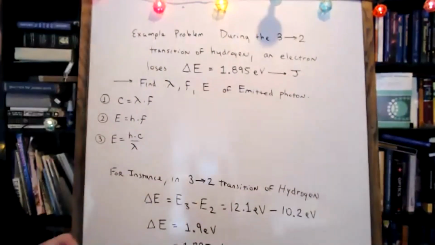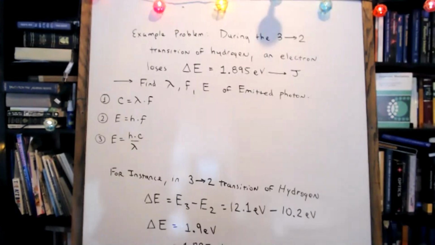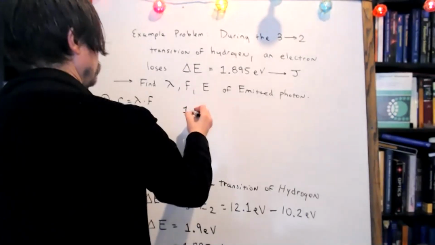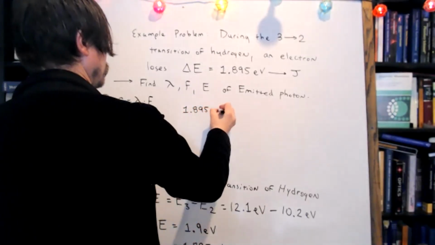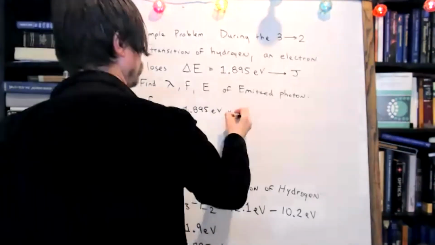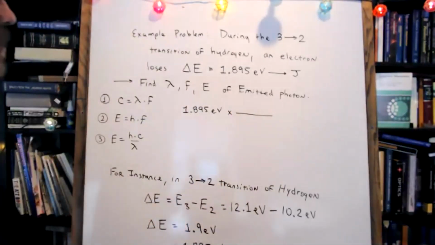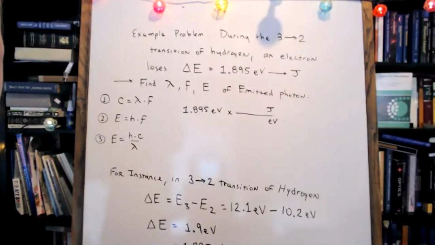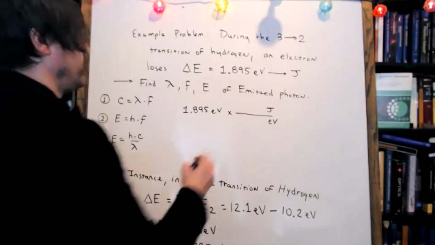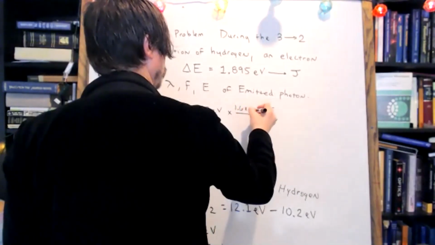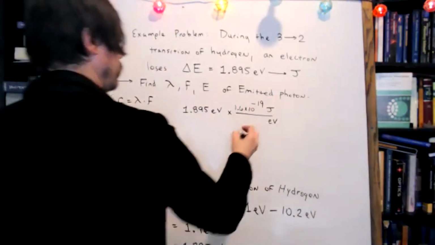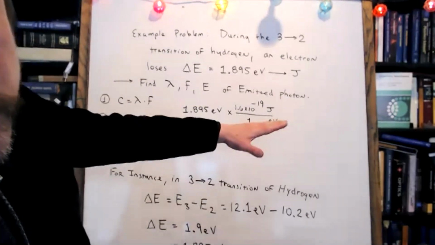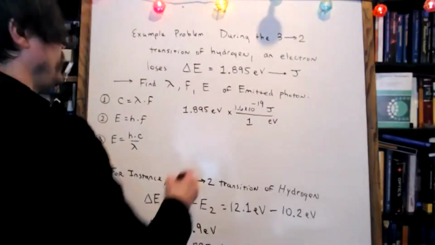So Vladimir is basically saying, we need to convert this number into joules. All right, Vladimir, I volunteer you for that task. All right, so it's 1.895 eV times a division bar. The top is joules. The bottom is eV. Good. The bottom on the top, you're right. 1.6 times 10 to the negative 19. And on the bottom, you write 1. Excellent, Vladimir. I'm so glad that you figured that out right away. That was very good.